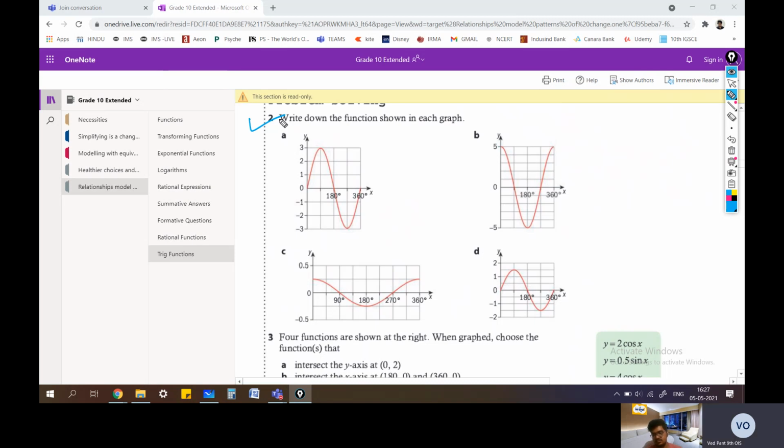Okay, so the first one will be 3 sin x. Second one will be 5 cos x. Third one will be half, no, 1/4 cos x. Wait, negative half sin x. What are we doing? Oh yeah, okay, I see. And then D will just be 1.5 sin x, or 3 by 2 sin x.